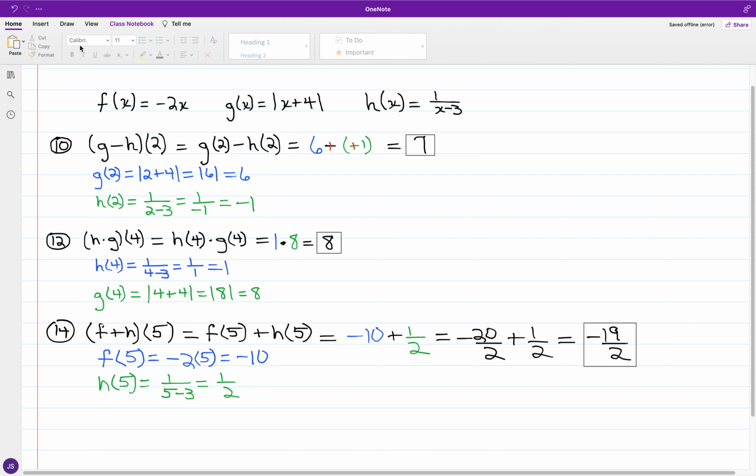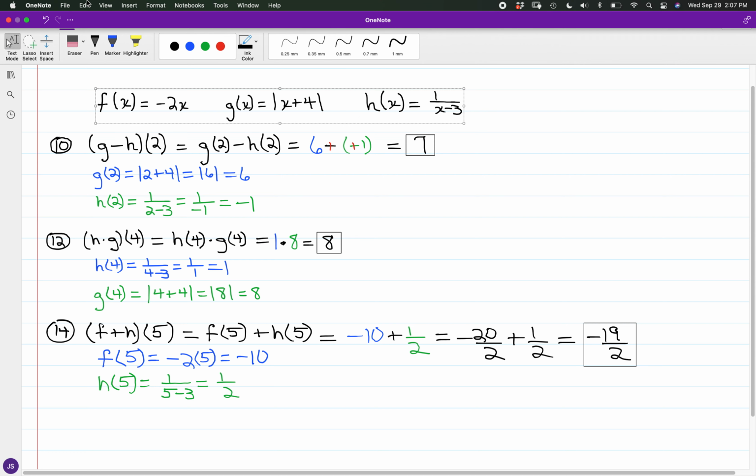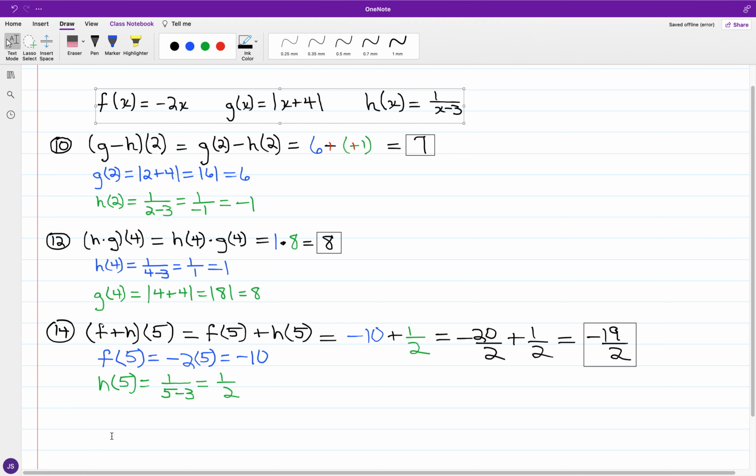Now in the case of number 16, we have the interaction between f and h once again, and this time we're working with division.